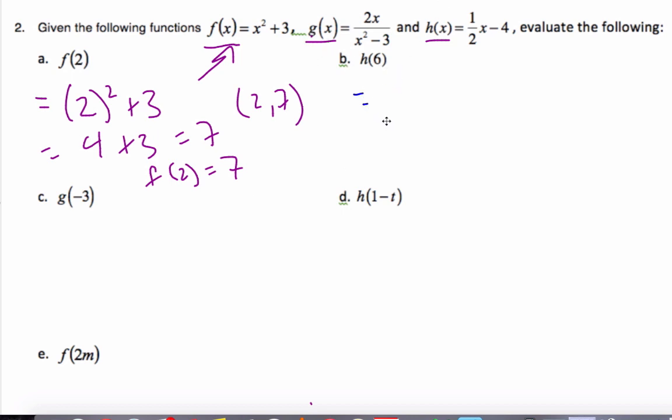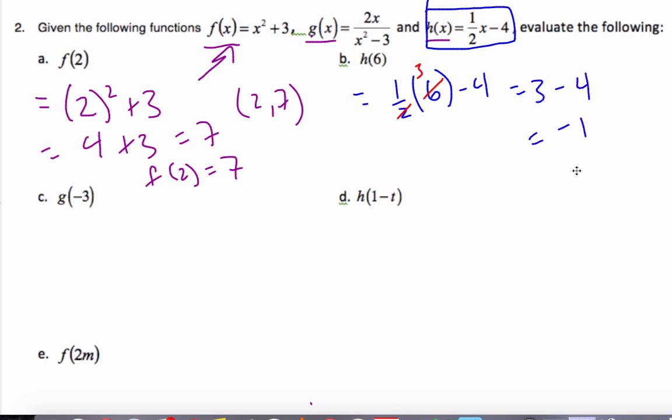All right, I'll switch to blue now. And we'll do h of x. And when I do h of x, I'm dealing with this one here. And so h at 6 will be 1/2. My x value is 6, so I'll plug it in. Minus 4. Now remember when we're doing our fractions, we simplify first, divide each by 2 before we multiply. And then I'm going to multiply the 1 times 3 minus 4, and I get -1.